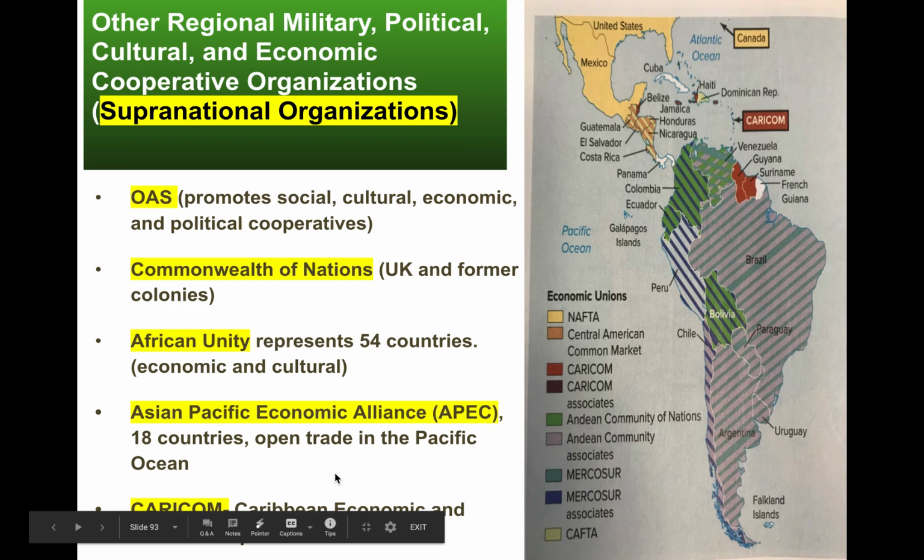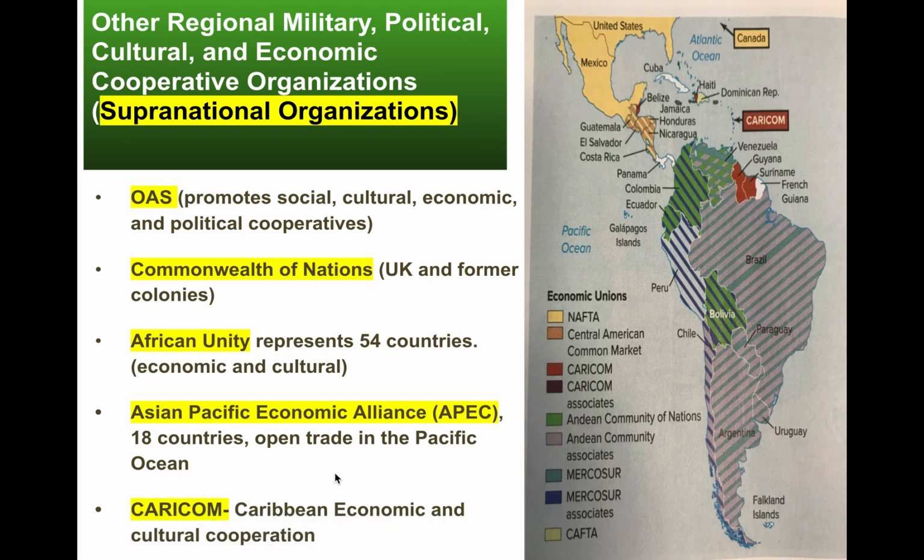All right, other supranational organizations that we see in the world today. We have the OAS, which is the Organization of American States. That's social and cultural and economic and political cooperation. You have Commonwealths of Nations, so commonwealths of the United States like Puerto Rico, or the United Kingdom and their former colonies in the Pacific Ocean. The African Union is the largest in Africa, combining 54 countries economically and culturally.